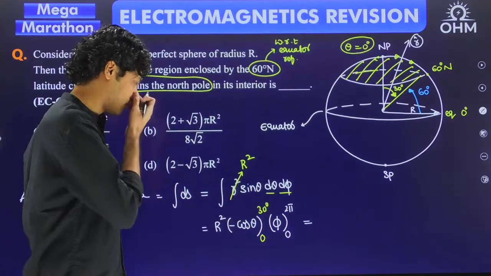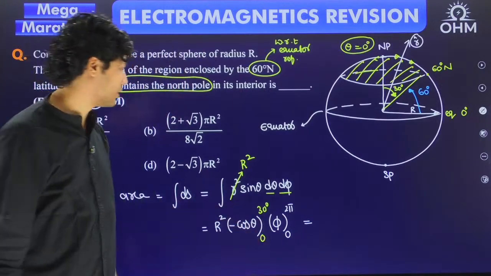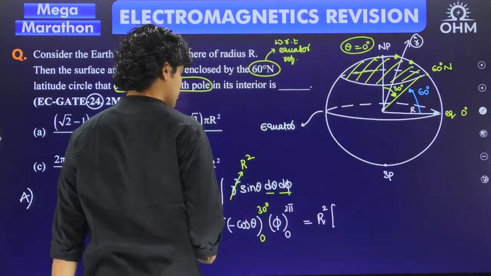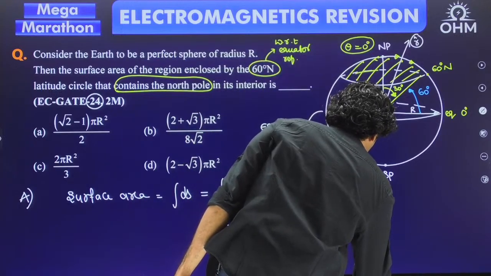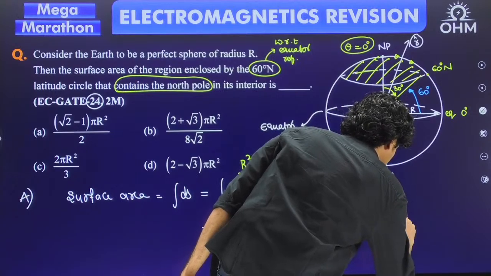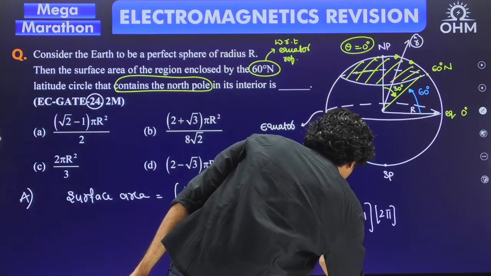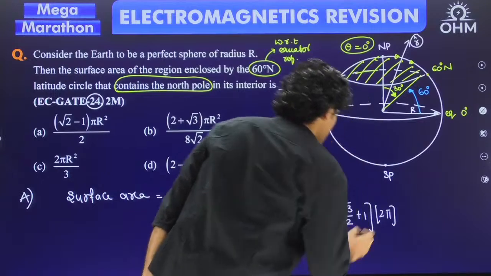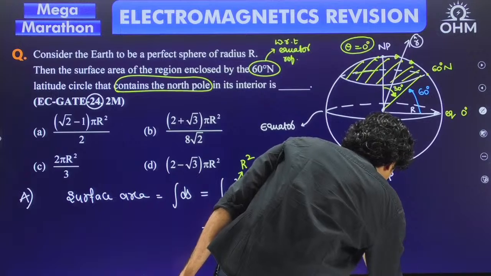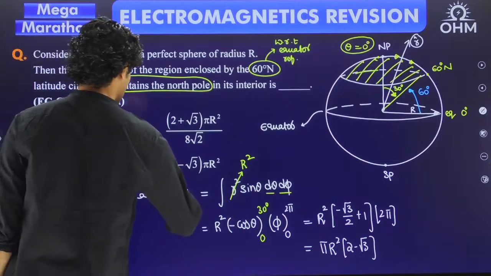Minus cos 30. Cos 30 is root 3 by 2, and minus of minus is plus. Cos 0 is nothing but 1. So this is r square into minus root 3 by 2 plus 1, into 2 pi. Okay, and overall when you multiply, I believe the answer becomes pi r square into, when you take the LCM, 2 minus root 3. The denominator 2 and 2 is gone. So finally this is the answer. If you look at the options, I think D is the correct answer.